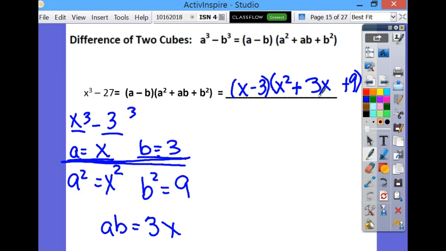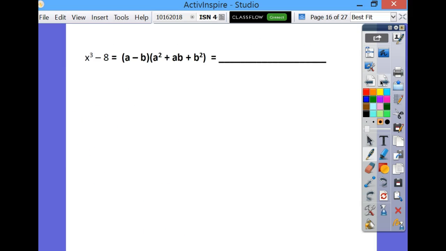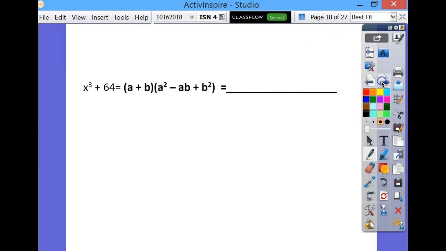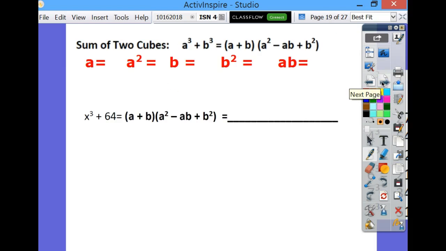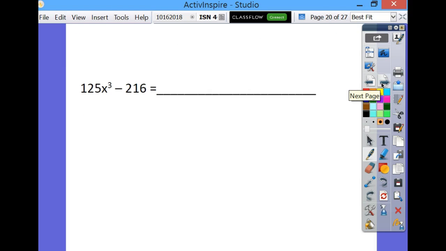If I multiplied this out with a box problem right here, this is what I would get back for the answer, because that's what you're doing when you're factoring. Okay, we're going to skip over to this problem right here. And this problem right here. Can you find it? What is it at the top of the next page?